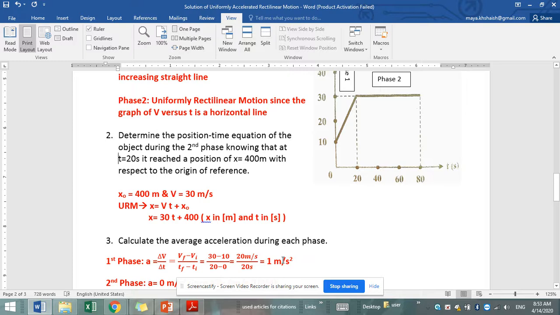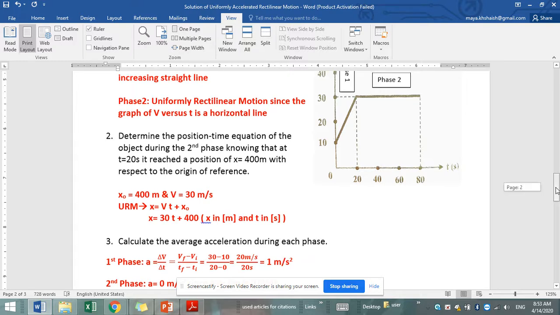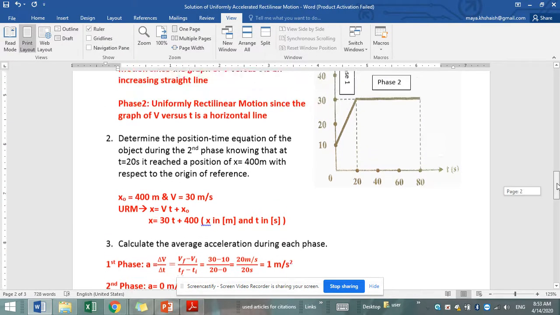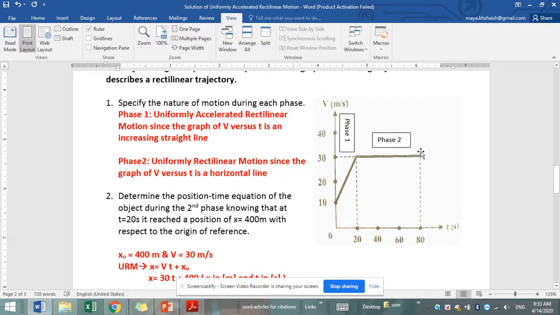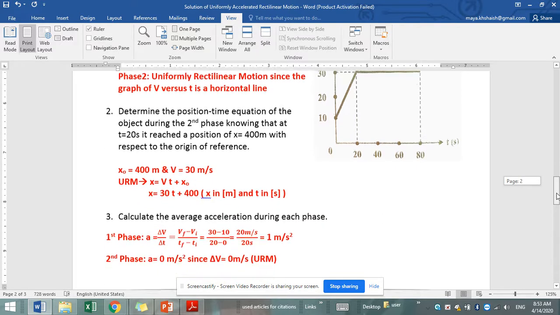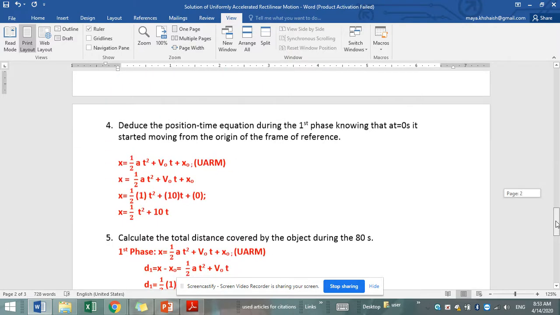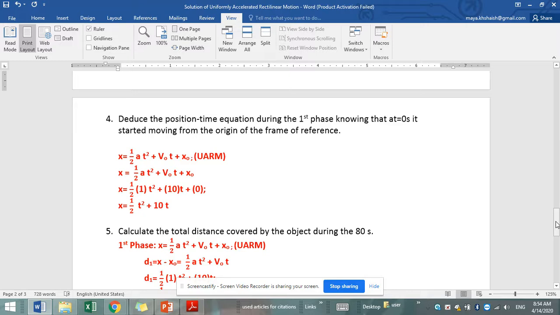While for the second phase, as long as we know that it is URM, then it is going to be 0, because there is no acceleration in the URM. And if we do the calculations trying to find the difference in the speed over the difference in the time, we're going to find that the speed at the final instant of this phase is 30, and the speed at the initial instant of this phase is also 30. So 30 minus 30 is 0, and 0 over time is going to be 0. So in the second phase, A is 0 meter per second squared, since delta V is 0 meter per second in the URM.